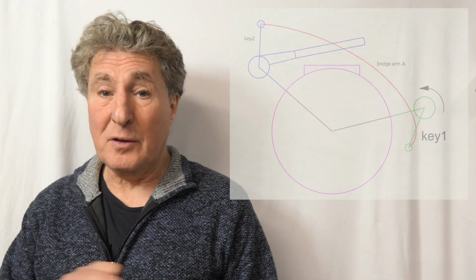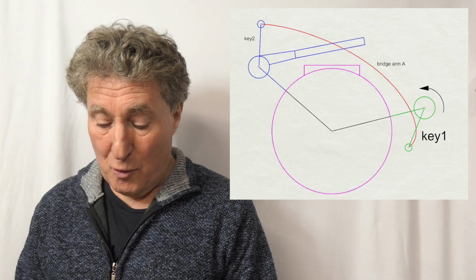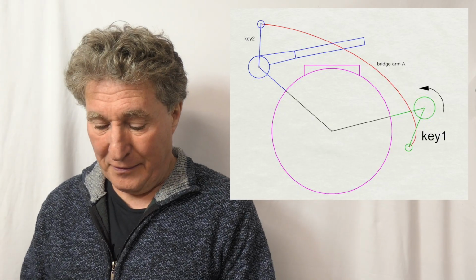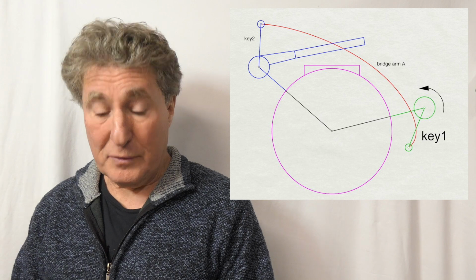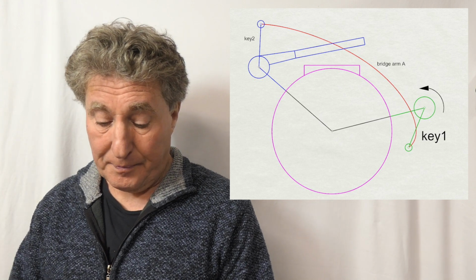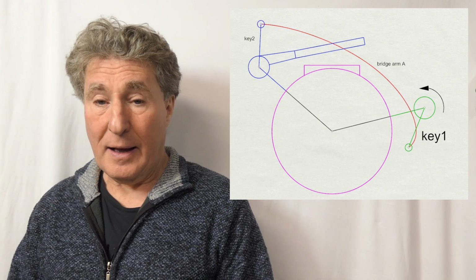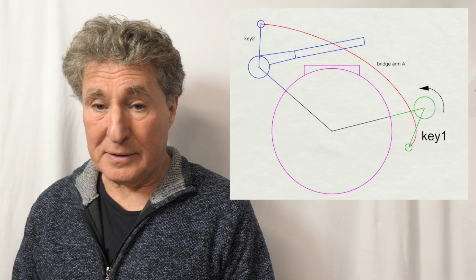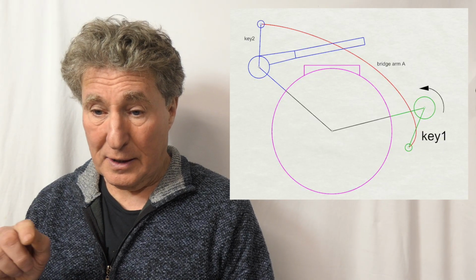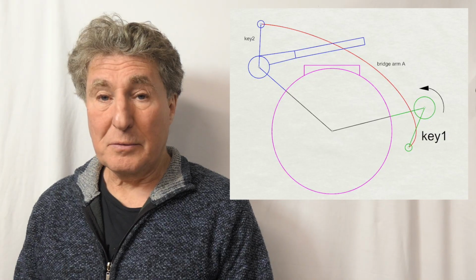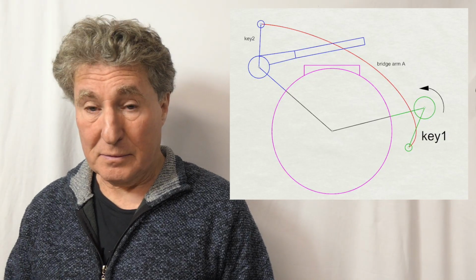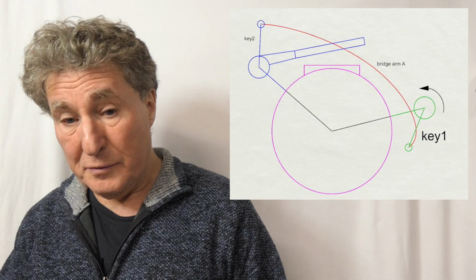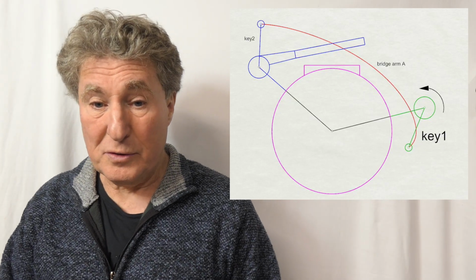So here we have key number 2 that we want to open. We now want to close it using key number 1. Key number 1 moves anti-clockwise. Both keys have an arm, and these arms are connected with a small screw using bridge arm A. So bridge arm A connects the keys. If one moves, the other will move too.